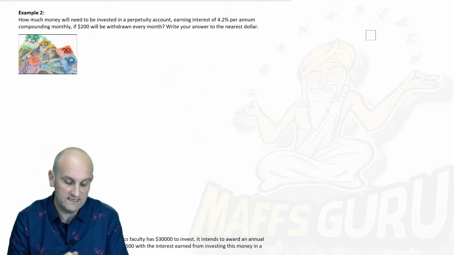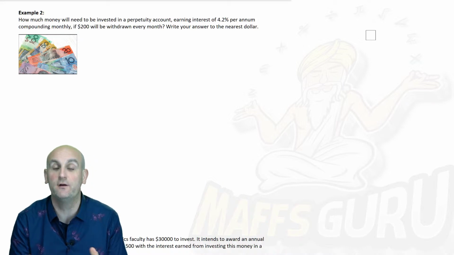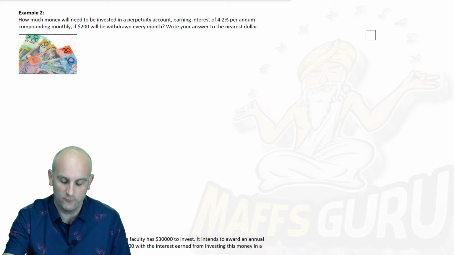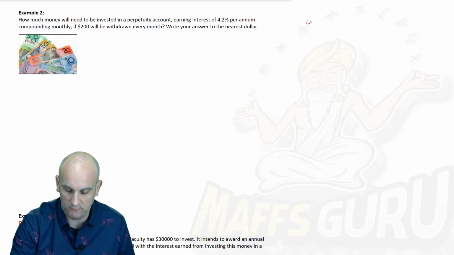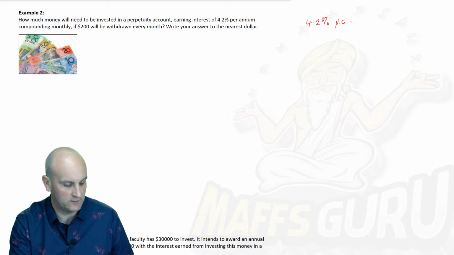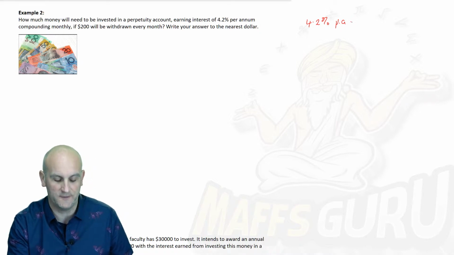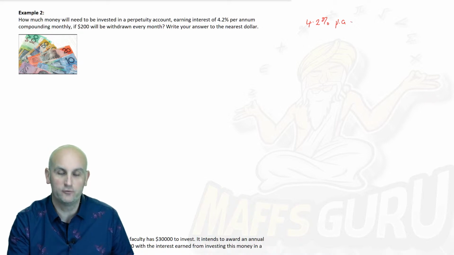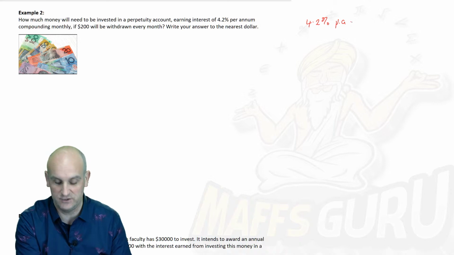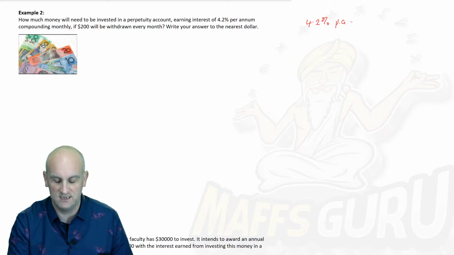Example 2. How much money will need to be invested in a perpetuity account? Thank you very much, question, for telling me perpetuity. We like that. Earning interest of 4.2% per annum. Yep, we're going to write 4.2% down per annum. That might be important. Compounding monthly. Okay, useful to know for my financial solver. $200 will be withdrawn each month. Because it's a perpetuity, we now know that this is effectively the interest. Write your answer to the nearest dollar.